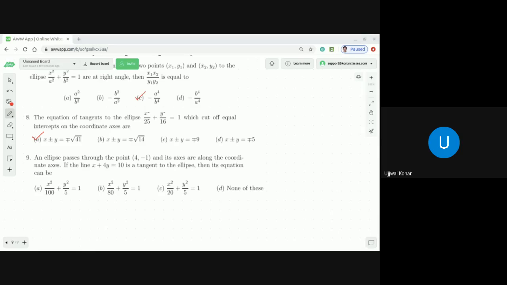An ellipse passes through the point (4, -1) and its axes are along the coordinate axes. If the line x plus 4y equal to 10 is a tangent to the ellipse, then the equation of this ellipse is what we need to find, right? So now, how to approach this question? As we do not know the equation of the ellipse, let's assume the equation of the ellipse to be x square by a square plus y square by b square equal to 1. Now, as that ellipse passes through the point (4, -1), we can replace the value of x as 4 and y as -1, and we will get a relationship between a and b. That is the first step.